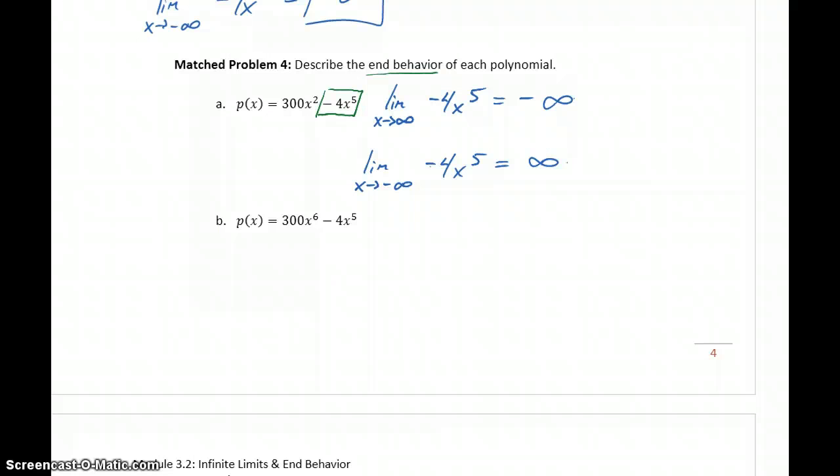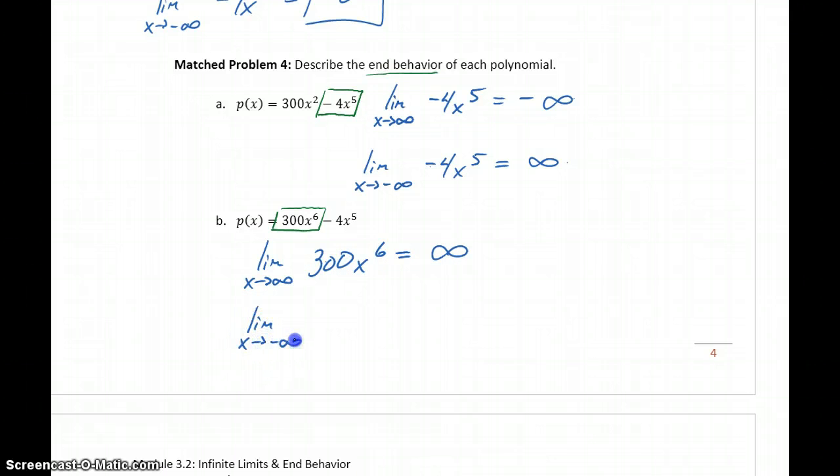In part B, the process is similar. We're interested in just the leading term, so in this case 300 x to the sixth. So we consider the limit as x approaches infinity of 300 x to the sixth. We're plugging positive values into x to the sixth, so that's approaching positive infinity, times a positive number is approaching positive infinity.